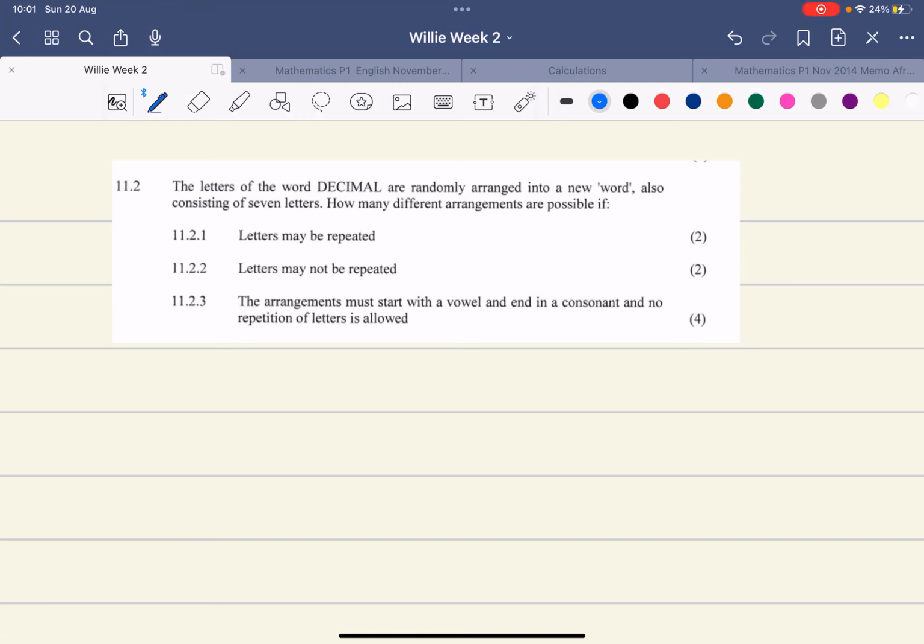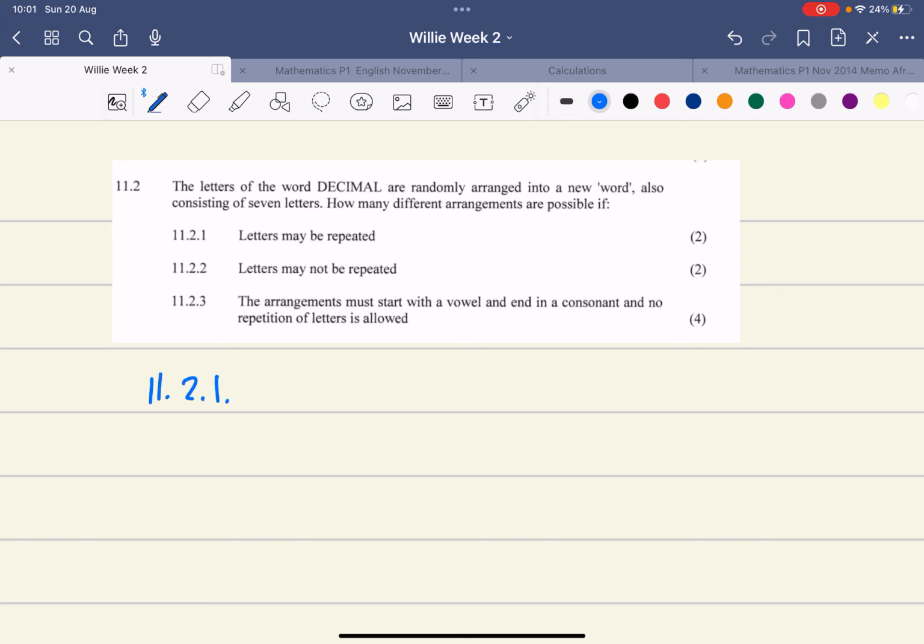Right, in question 11.2, we're given the letters of the word decimal, and they're randomly arranged in a new word, also consisting of 7 letters. And we're asked, in a variety of scenarios, how many different arrangements are possible. So in 11.2.1, it says the letters may be repeated.